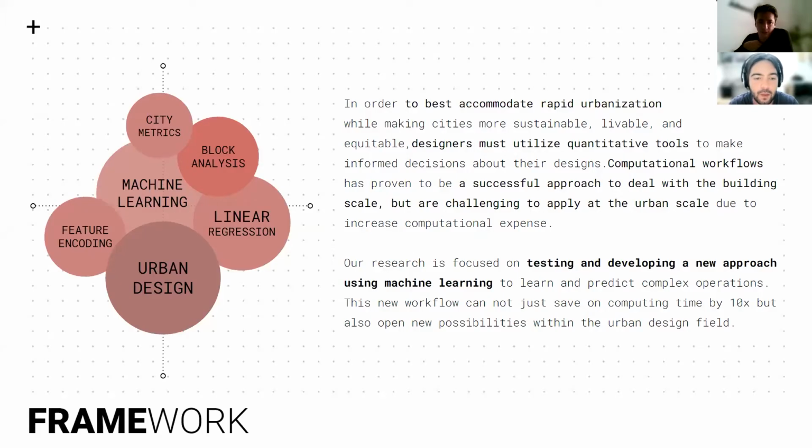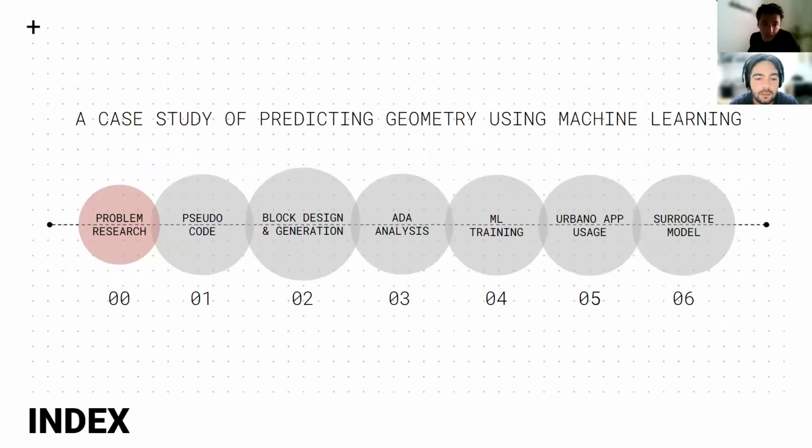The framework of the project is the concept of machine learning applied in urban design. We understand that in order to best accommodate rapid urbanization, designers may utilize quantitative tools to make informed decisions in real time. We also understood that computational workflows have proven to be a really successful approach when dealing with the building scale, but really challenging at the moment when applied to the urban scale. That's our focus: how we can test and develop a new approach using machine learning applied to more sustainable workflows for urban design.